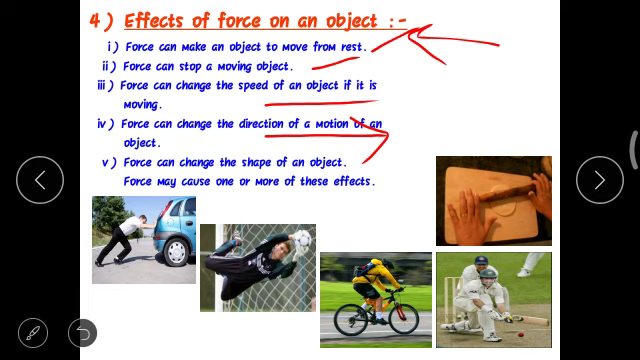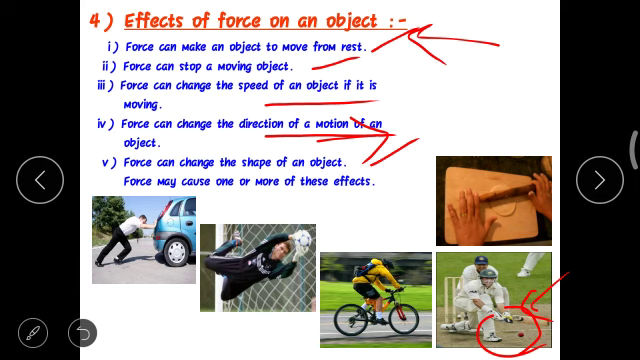The next one, force can change the speed of an object. In this case, you are watching a ball which is moving towards a batsman. The batsman will apply force with the help of his bat. So he can easily change the speed of the ball, and he can also change the direction of the ball.